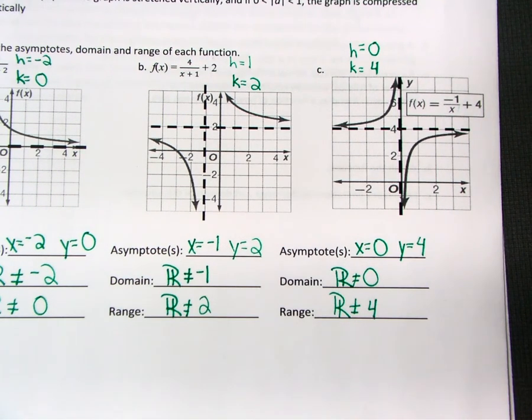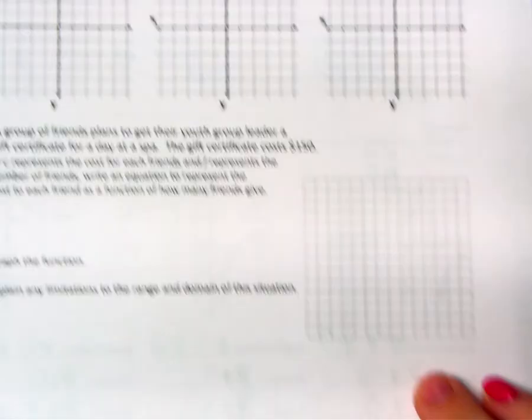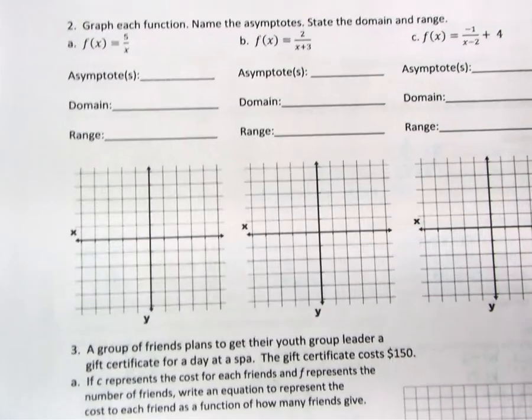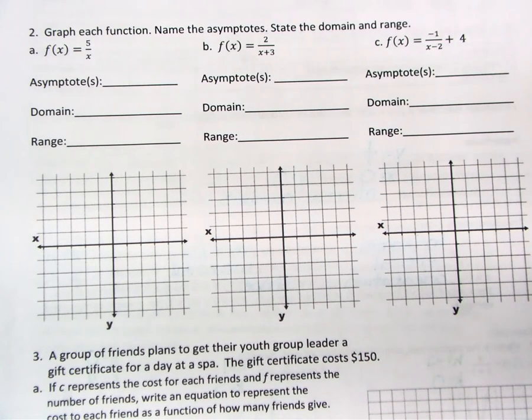So now that we've got the graphs and we can look at them with the asymptotes, let's take a second to actually graph them on our own and list all the same information, but without being given the graph. Now I know that these are reciprocal functions because they don't have any kind of variable in the top.